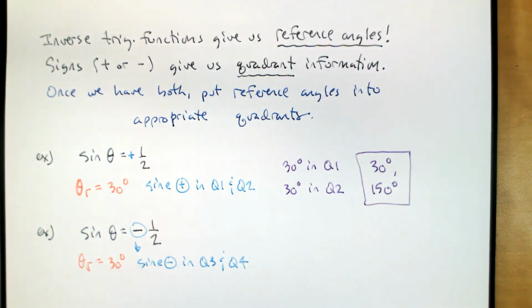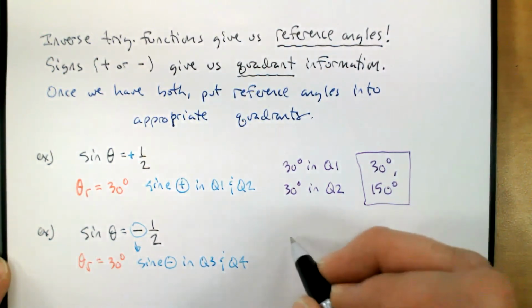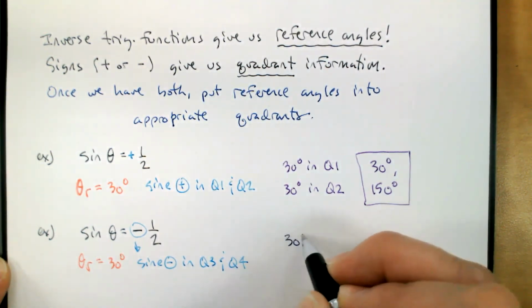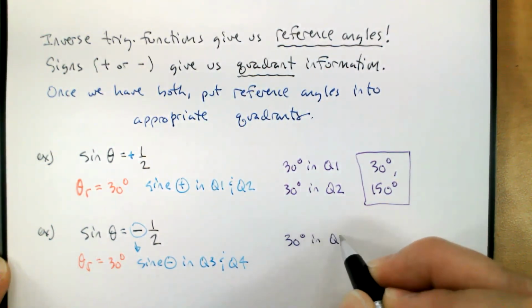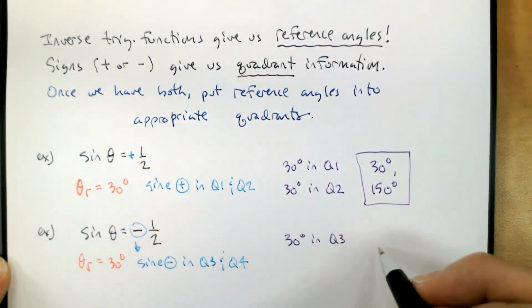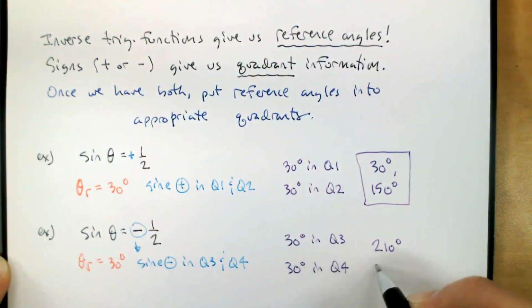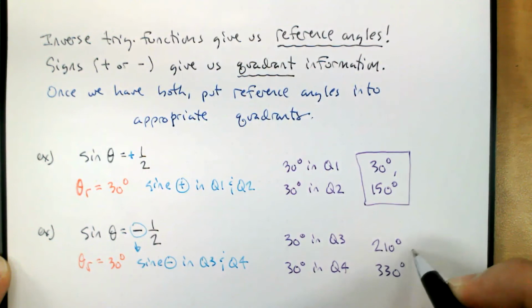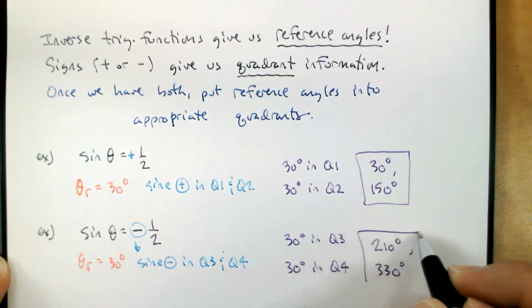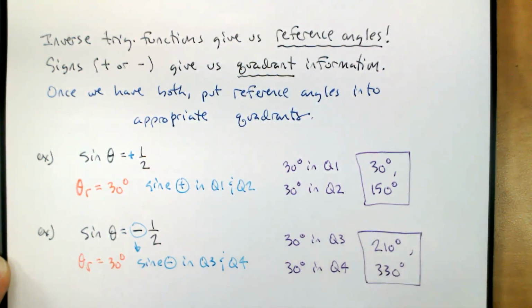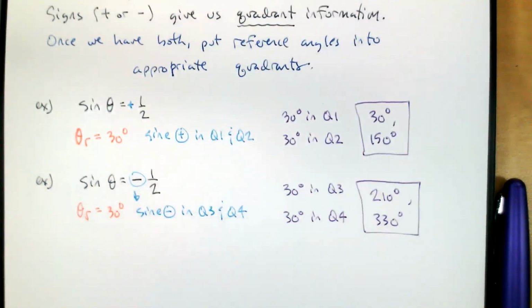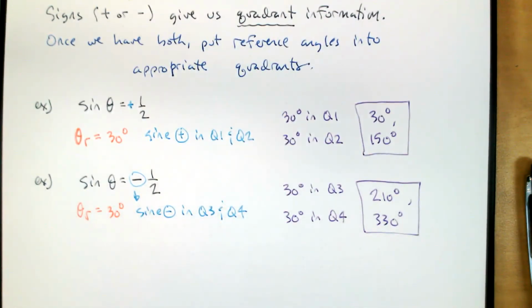So I'm going to take 30 degrees and put it in quadrant 3 and quadrant 4. So 30 degrees in quadrant 3 is 210, and 30 degrees in quadrant 4 is 330. Reference angle and quadrant.